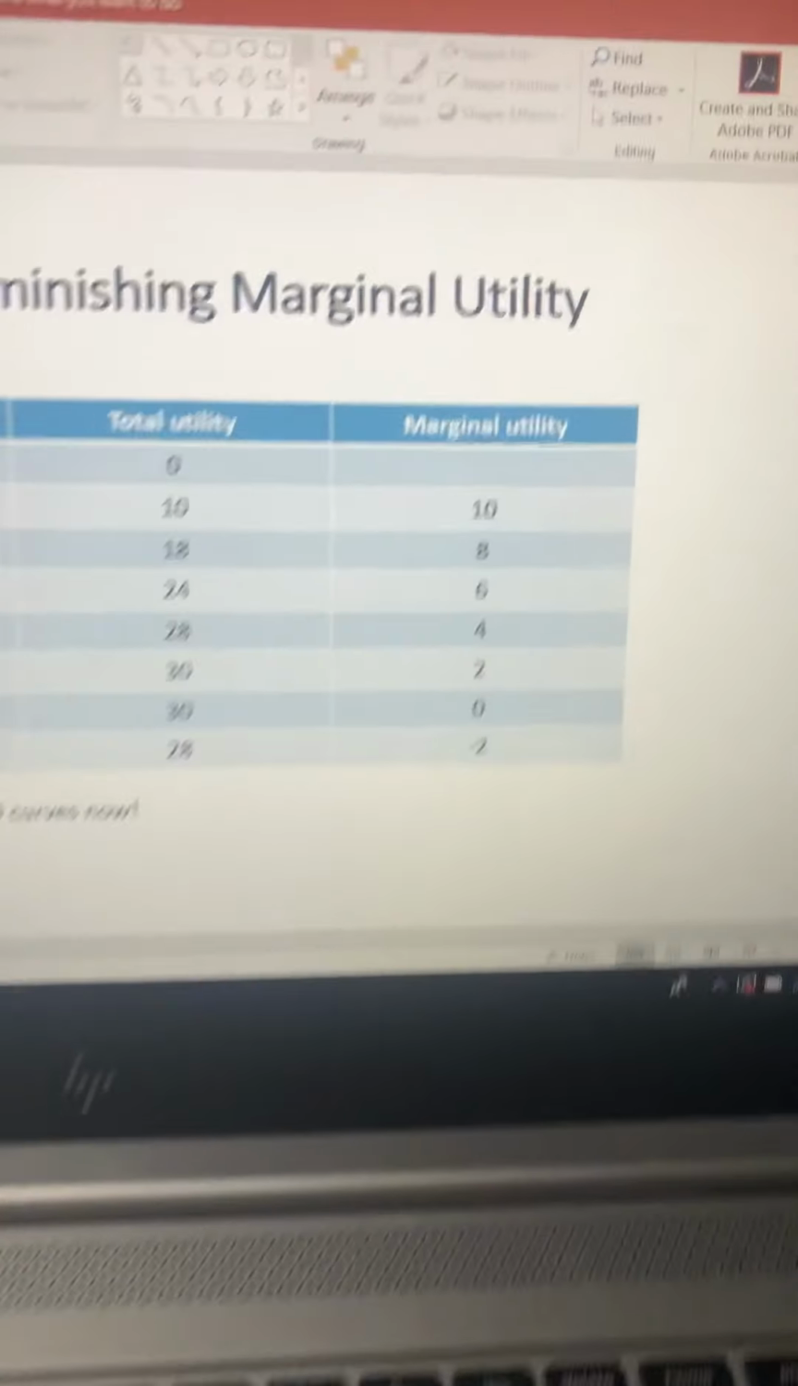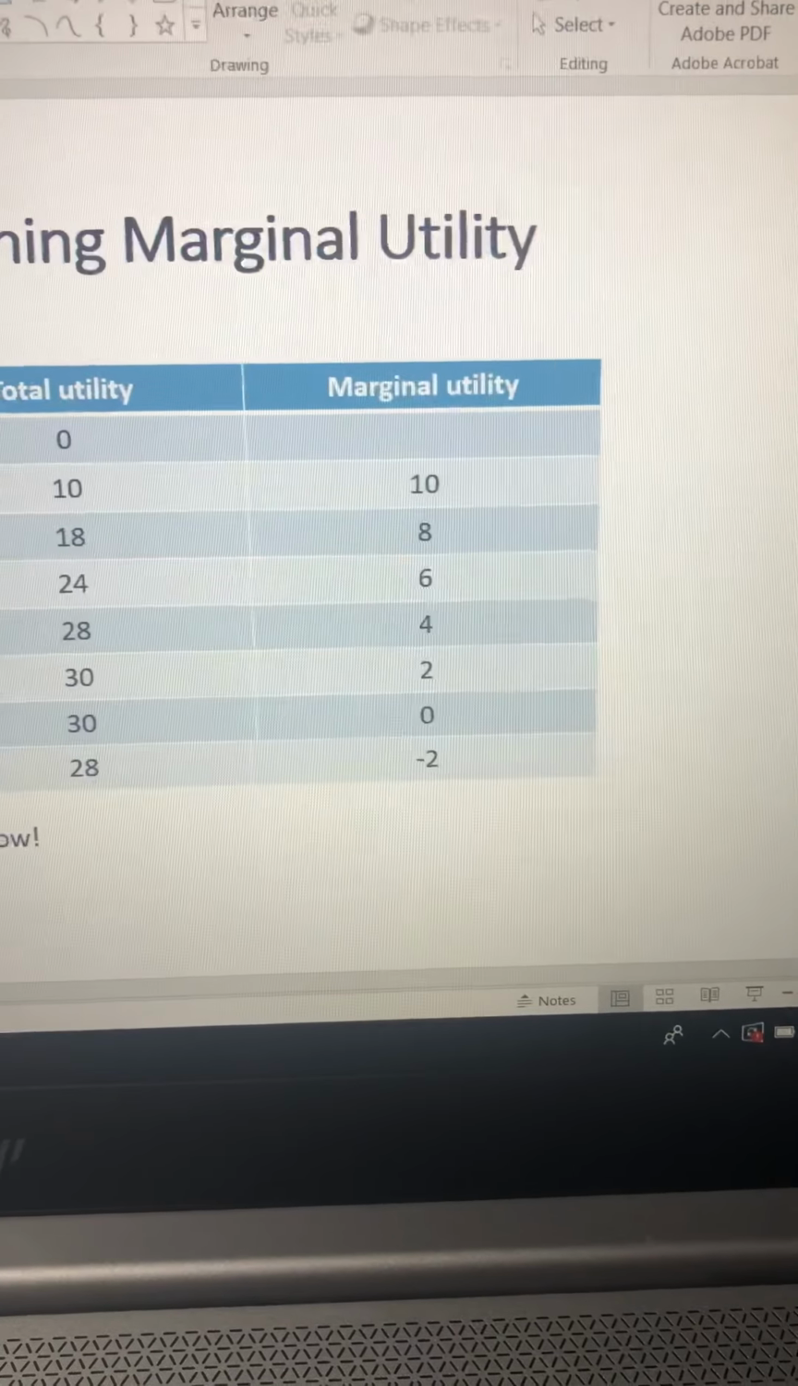Hopefully you can do the rest. Let me know if you have any questions. Let me show you all the answers. So these are the numbers for our marginal utility.